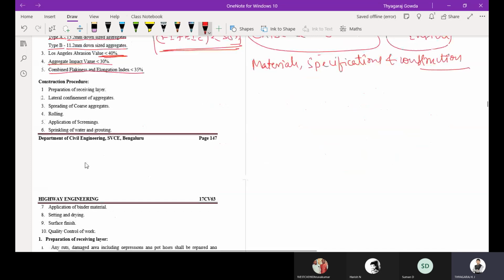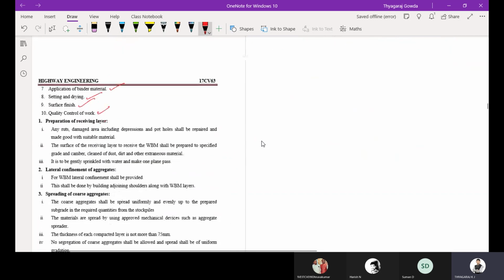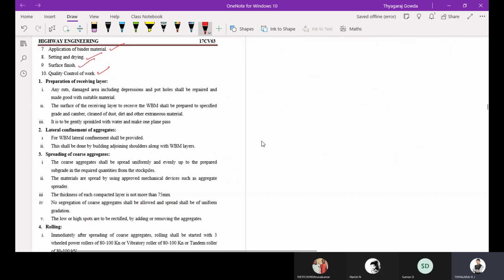So I have briefly written. There is a preparation of receiving layer, that is the GSB layer, lateral confinement of aggregates, spreading of coarse aggregates, rolling, application of screening, sprinkling of water and grouting, application of binder material, setting and drying, surface finish, quality control of work. So these are the various steps involved in the construction of the WBM, that is water bound macadam. We will see one by one what are all the steps we are going to follow for constructing this water bound macadam. So the first one is the preparation of receiving layer.